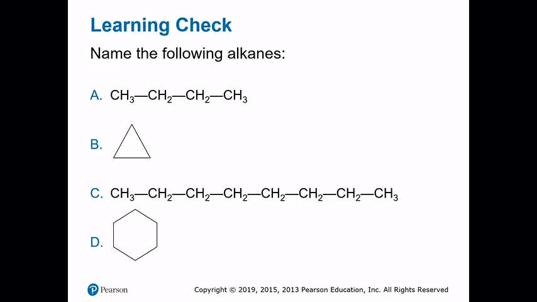These examples are a mix of condensed structures and line angle formulas. In the first one, A, we have 1, 2, 3, 4 carbons in a row. They're all single bonds, so obviously this is an alkane, so really we just need to know the prefix for 4 carbons. If you refer to the chart, or hopefully you have it memorized, this is called butane. For B, we saw this example already. A triangle really means 3 carbons in a closed loop, and so that makes this cyclopropane, the smallest cyclic alkane.